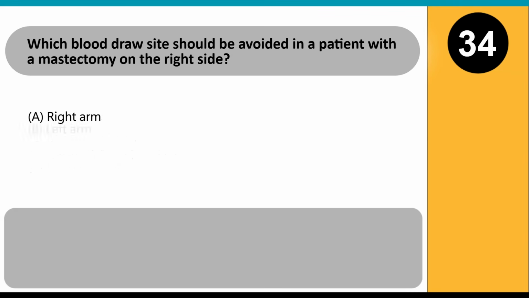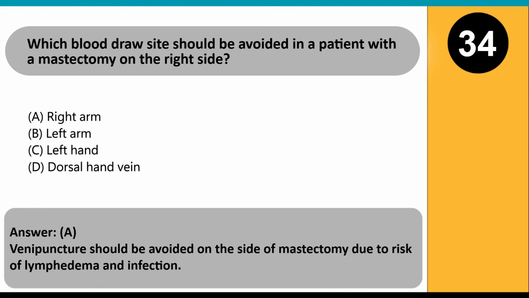Which blood draw site should be avoided in a patient with a mastectomy on the right side? A. Right arm. B. Left arm. C. Left hand. D. Dorsal hand vein. Answer: A. Venipuncture should be avoided on the side of mastectomy due to risk of lymphedema and infection.